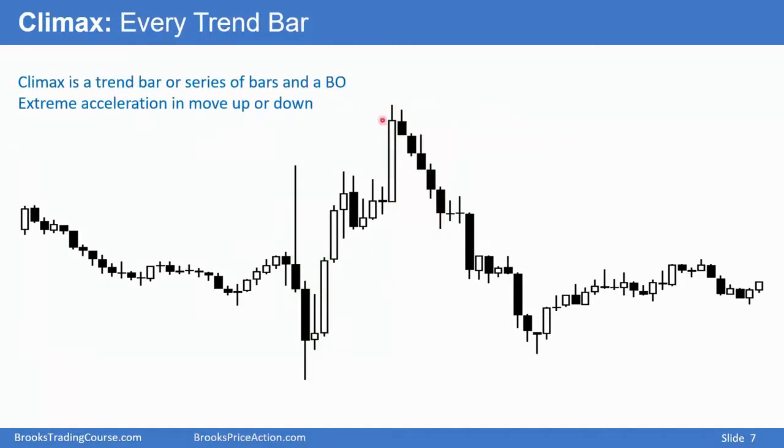Again, a climax can be a single trend bar like this, or it could be two or more trend bars like this. It's an extreme acceleration in the move up or down. Here we tried to break strongly to the downside, yet we reverse up. Here we tried to break strongly to the upside, and we reverse down.